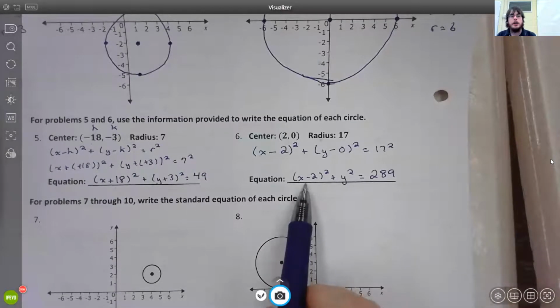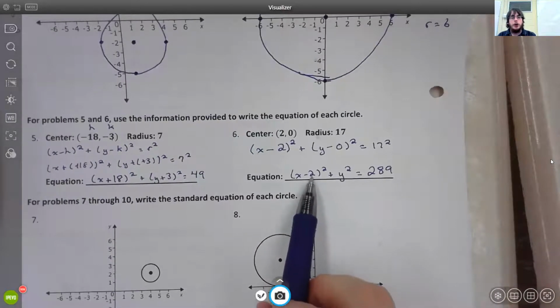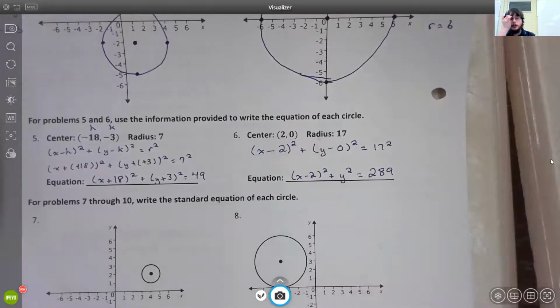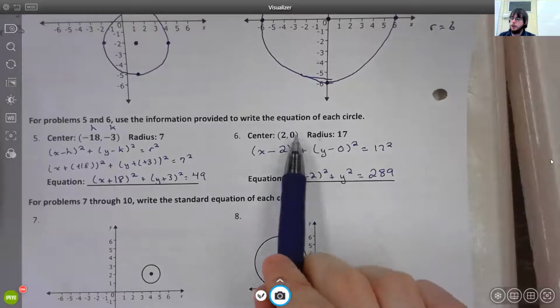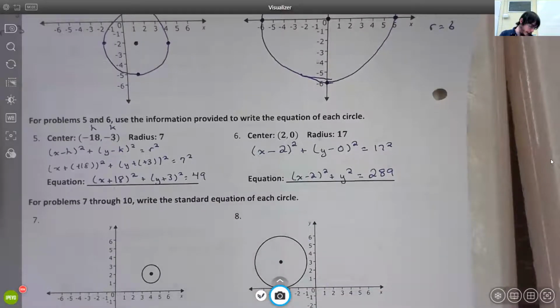So you look here, -2 is in your equation, +2 is your center, so that has opposite signs. And then, of course, since the center was 0, you can just have y² there.